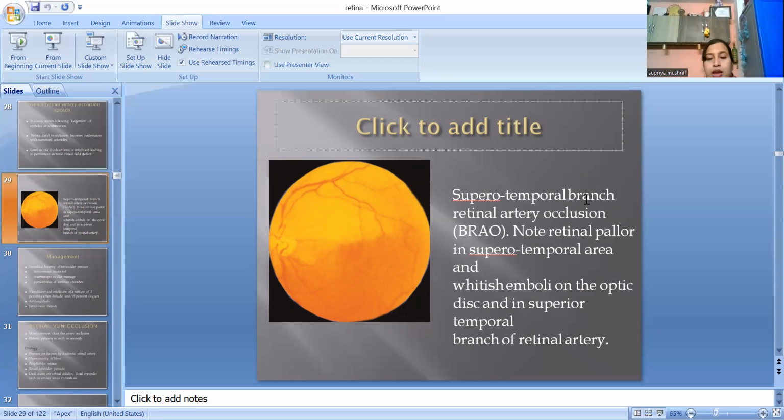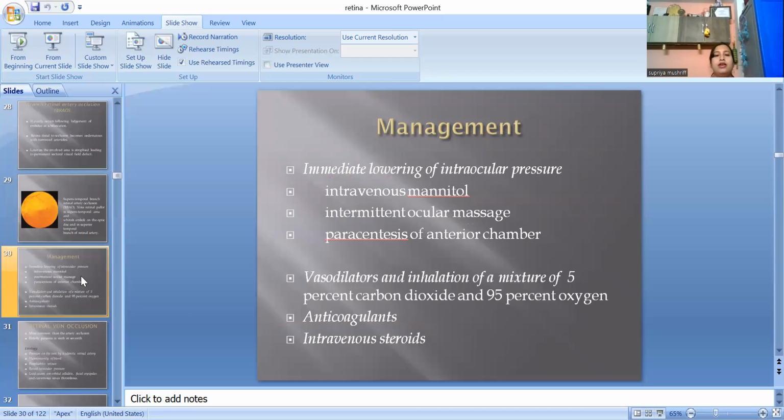Now this is the picture of the fundus showing supratemporal branch retinal artery occlusion. Here we should note the retinal pallor in the supratemporal area and whitish emboli on the optic disc and in the superior temporal branch of the retinal artery. Now the management. In central retinal artery occlusion, the immediate lowering of the intraocular pressure, because it is an emergency.